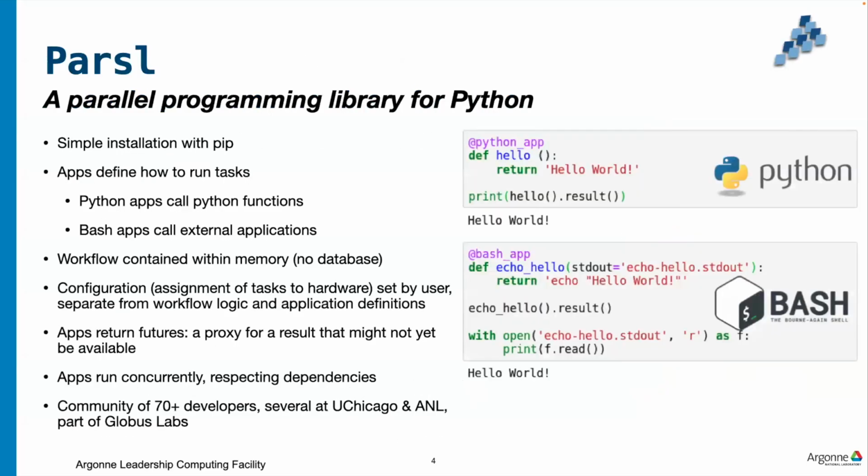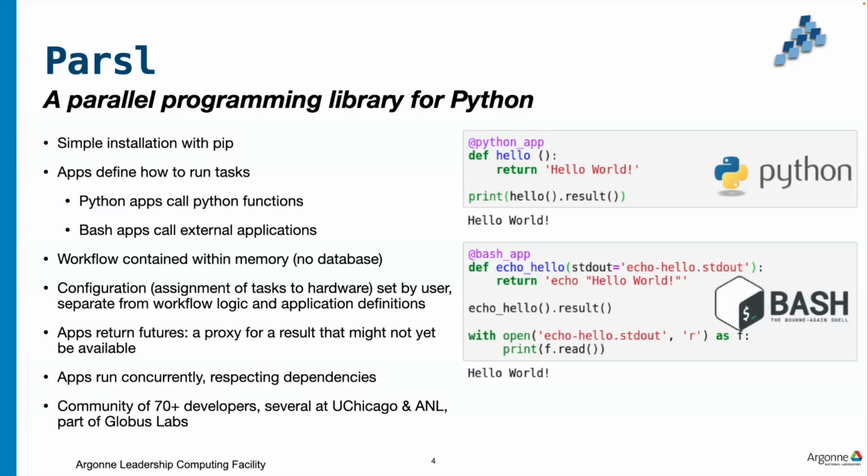Okay, so with that, I'm going to begin talking about the first tool we'll be demoing today called Parsl. Parsl is a parallel programming library for Python. So you can install this in a Python virtual environment or a Conda environment with pip. The way you create a Parsl workflow is you define something called apps. Now, apps are used to run tasks.